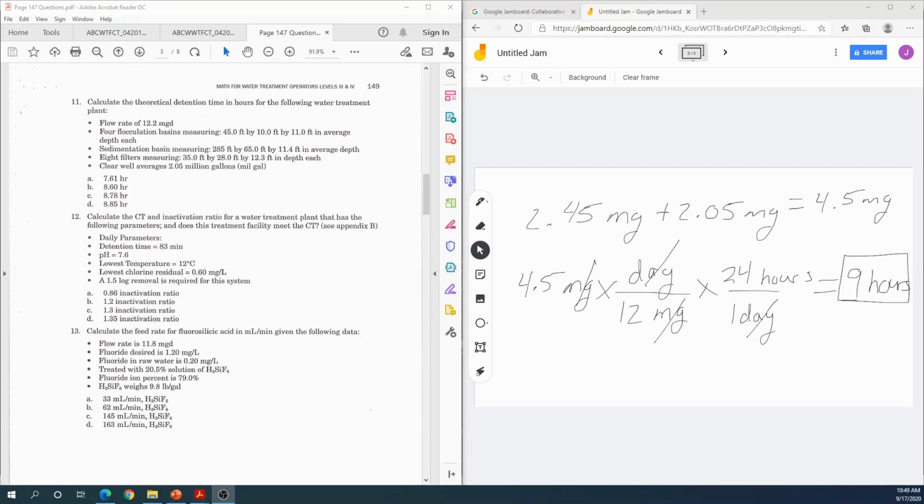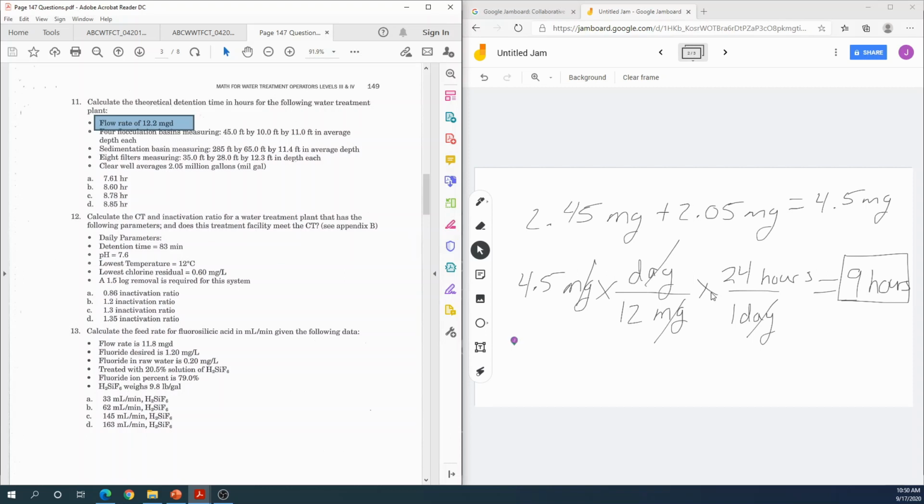And this is what we get when we get in a hurry. We see that I have an answer of 9 hours, but we go over and we look, and we don't see anything that has 9 hours. Let's step back and look. Luckily, we wrote everything out. So we know we had 4.5 million gallons of storage, 12 million gallons per day. But if we go back and read the problem, we actually see we had a flow rate of 12.2 million gallons per day. So let's run this through one more time and do it correctly.